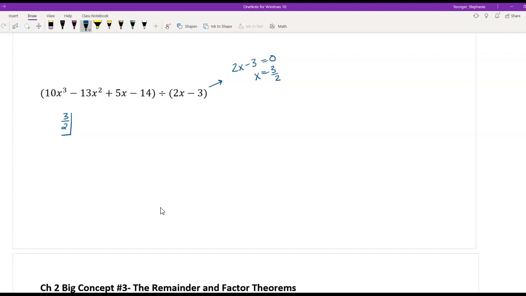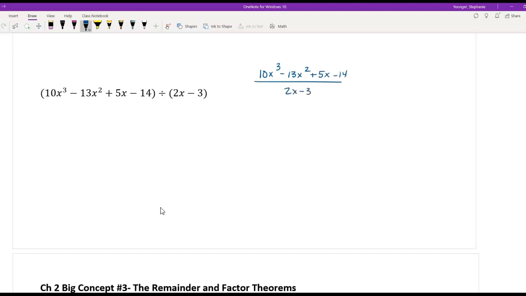Actually, that's the hard way. I don't want to do it the hard way. Let's do this a different way. All right, I'm going to rewrite this: 10x cubed minus 13x squared plus 5x minus 14, all over 2x minus 3.